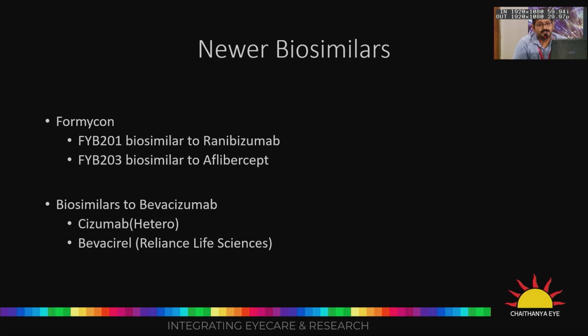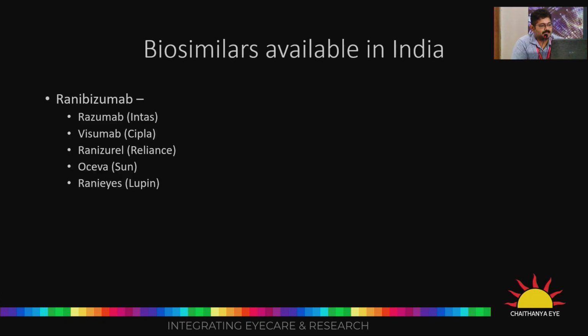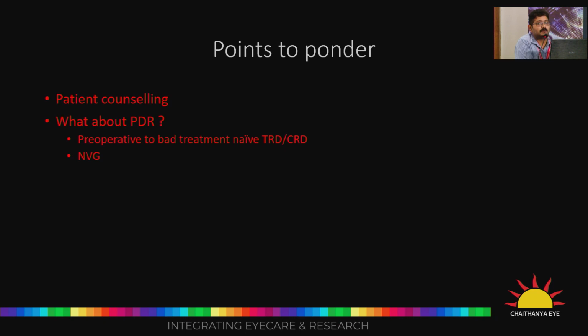Biosimilars are being developed for bevacizumab. Now, that's a thing to ponder, because a biosimilar to an off-label drug is something we should not be too worried about. Also, since the patent period for aflibercept is ending in 2020, a lot of companies are lined up for the production of biosimilars for aflibercept. These are the few biosimilars that are available in India: Razumab, Bizumab, Ranizurel, Osiva, and Raniase.